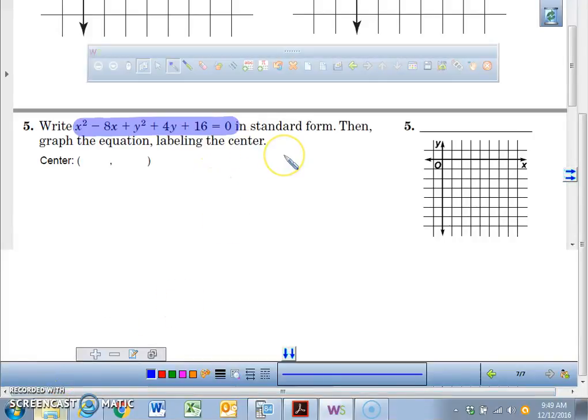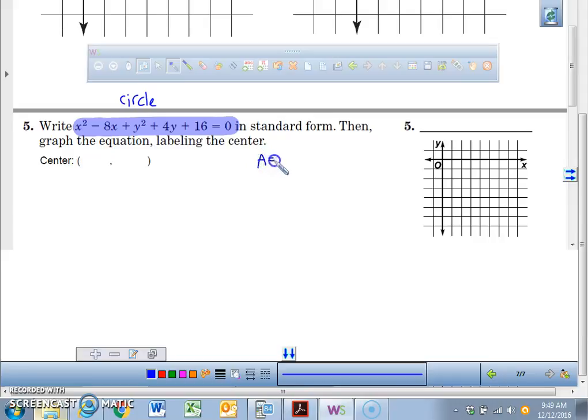All right, what we're going to be doing today, everybody, is reviewing for our final. We're going to do 4 problems today that you're going to see on the final that deal with the conic sections. So once again, this particular conic section right here is going to end up being a circle. I know it's a circle because it's x squared plus y squared, and they're exactly the same.